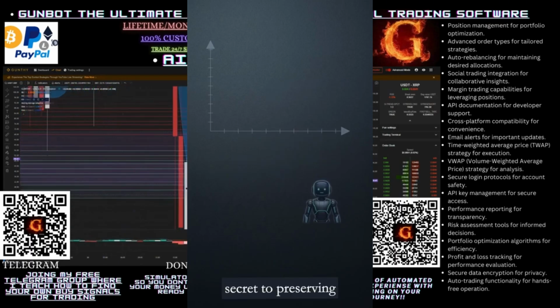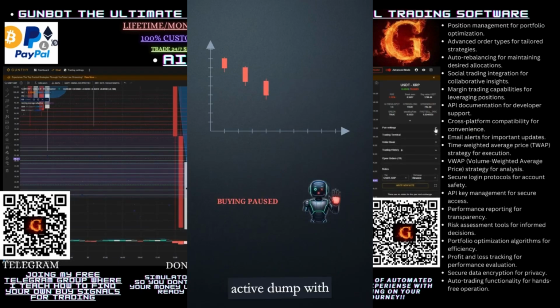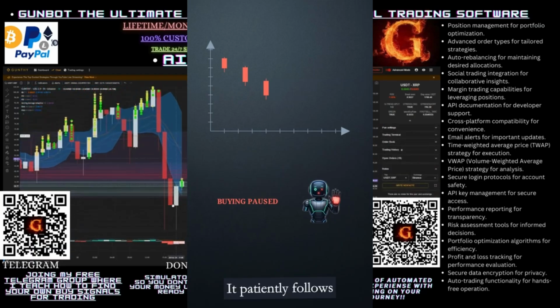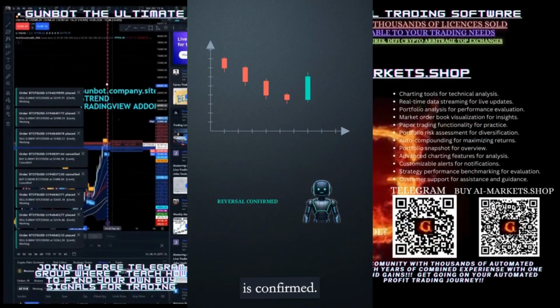But here is the secret to preserving your capital. The bot actively tracks market structure. If it spots an active dump with red candles, it completely stops buying. It patiently follows the price down, protecting your funds until a green reversal is confirmed.